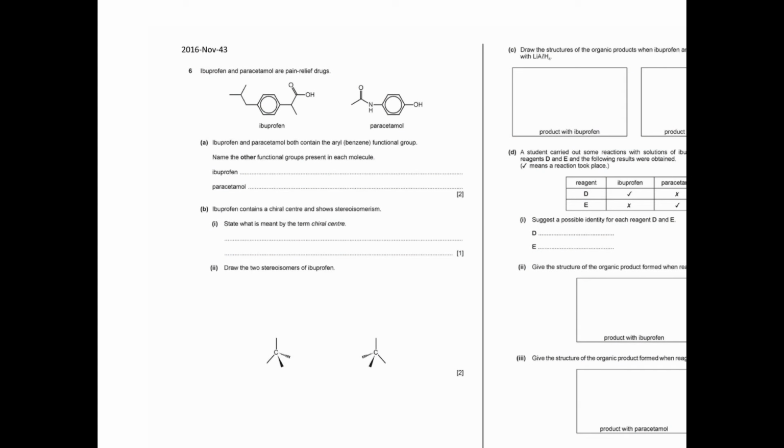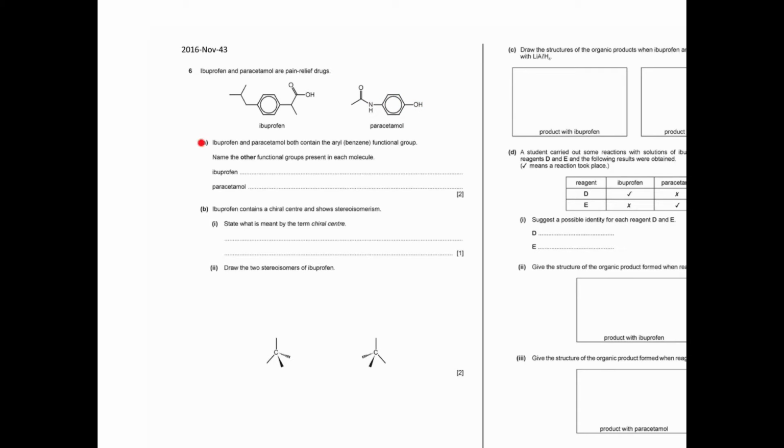So let's look at these questions. Ibuprofen and paracetamol are pain relief drugs. So this is the structure of ibuprofen. We have a benzene ring. We also have a carboxylic acid group somewhere here, COOH. This is paracetamol. In paracetamol, we have this particular part. This is called amide, C double bond O linked to NH. This is amide, and this part is like phenol.